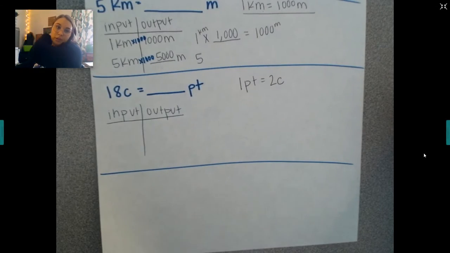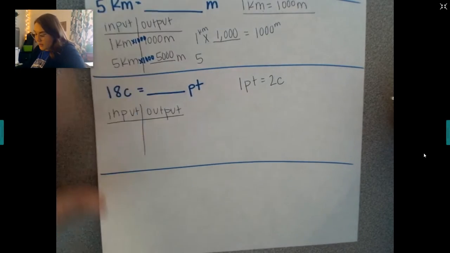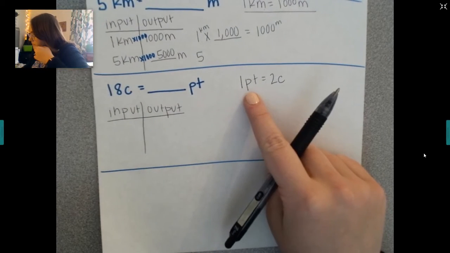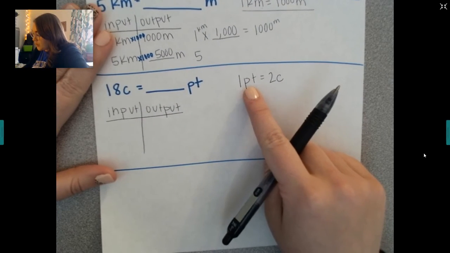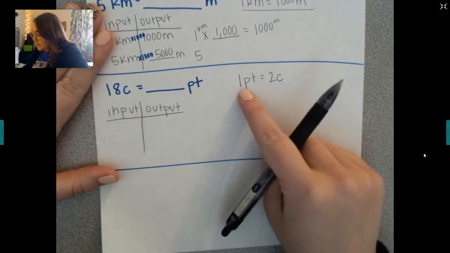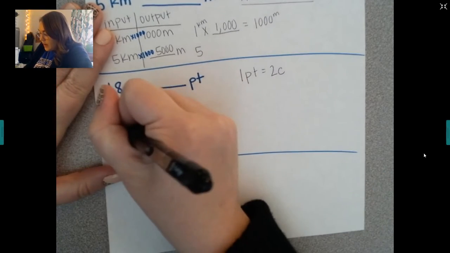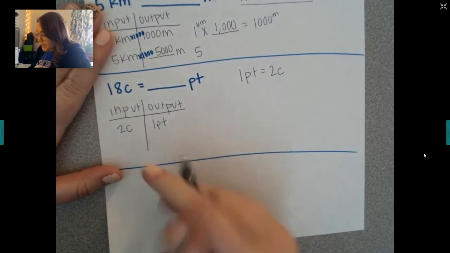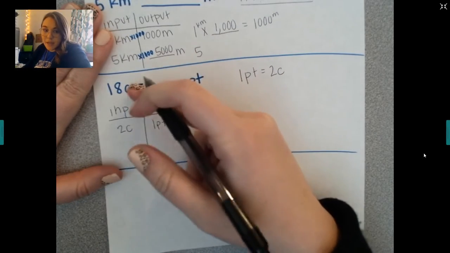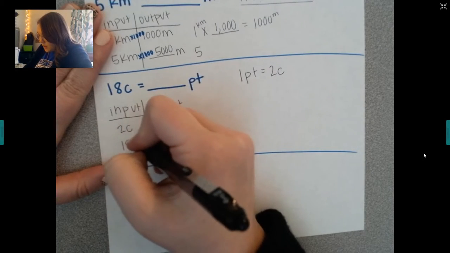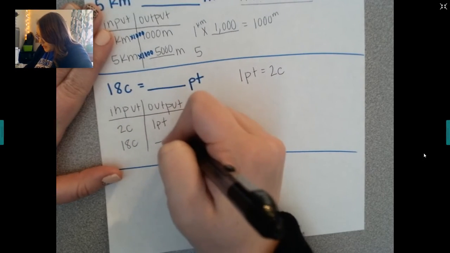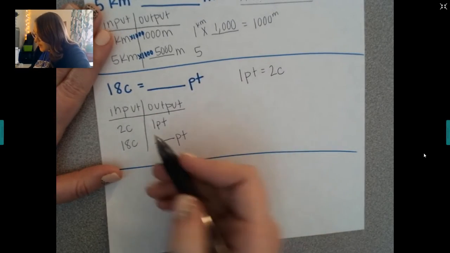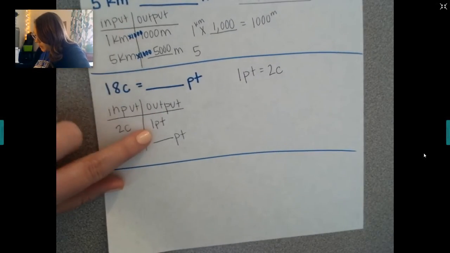Okay, so you should have noticed, I hope that you paused and now you're ready. I hope that you noticed that your pints needs to be switched around. So I would put 2 cups over here and 1 pint over here. It doesn't matter as long as you put the same, like cups need to go in the same column, 18 cups, and your blank needs to go in the same column for what you're finding. So now you've got to look at it a little bit backwards.